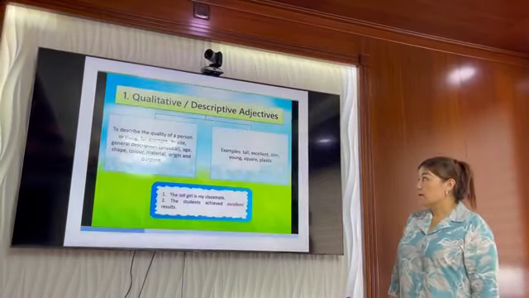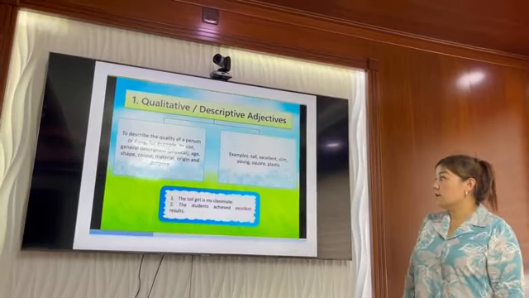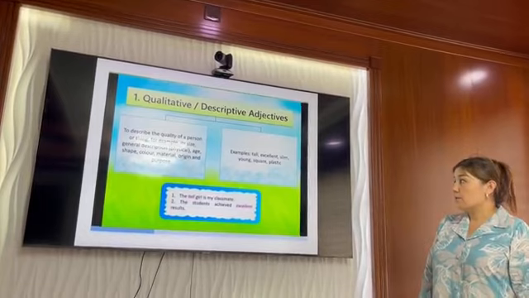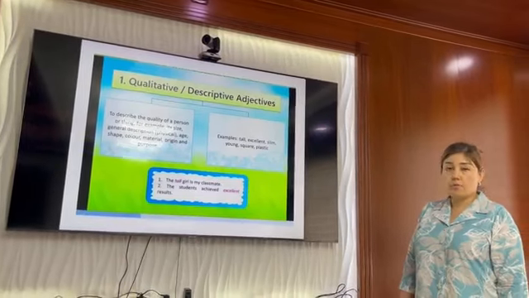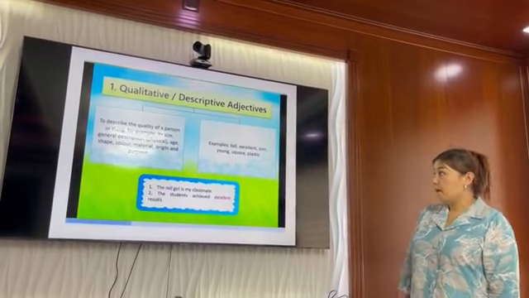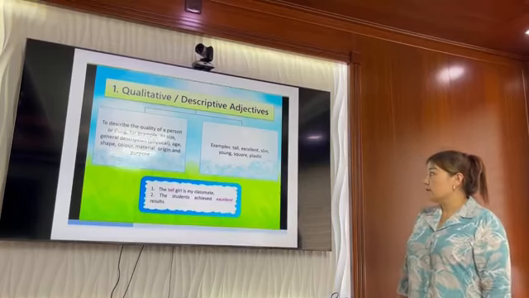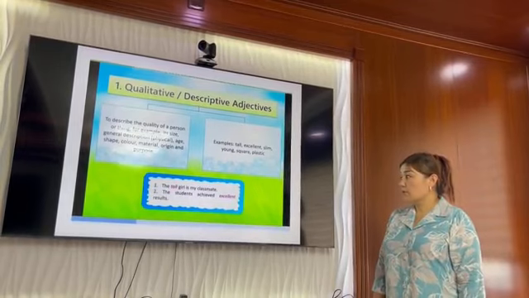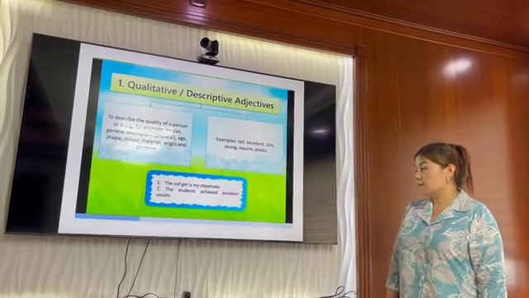The first, qualitative or descriptive adjectives, describe the quality of a person or thing. For example, its size, general description, age, shape, color, material, origin, or purpose. For example, tall, excellent, slim, young, square, plastic. For example, the tall girl is my classmate, and the students achieved excellent results.